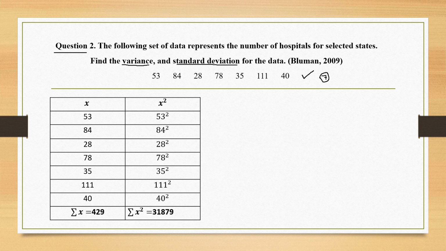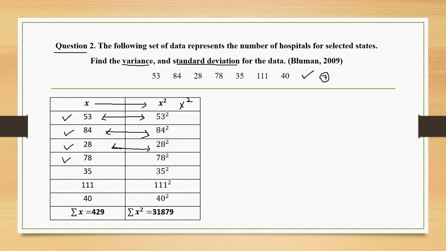Now, dear student, you have to draw this table. There is no need for it if you do it directly by calculator, but for the steps you need to draw this table. Here will be all the x values: 53, 84, 28, 78, and similarly the other numbers. This column is x. In the next column, which is not given, you will write x squared. So for 53 we write 53 squared, for 84 we write 84 squared, and for 28 we write 28 squared.